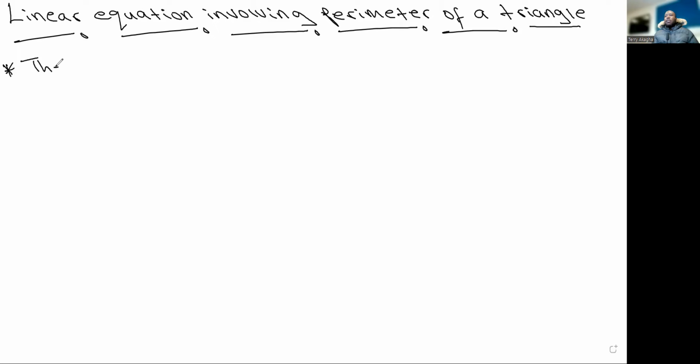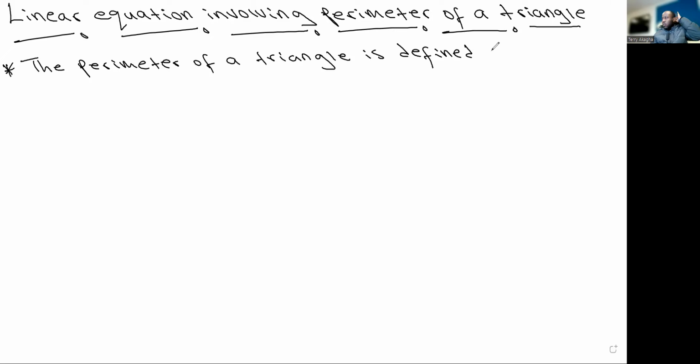So the perimeter of a triangle is defined as the sum of all of its three sides.